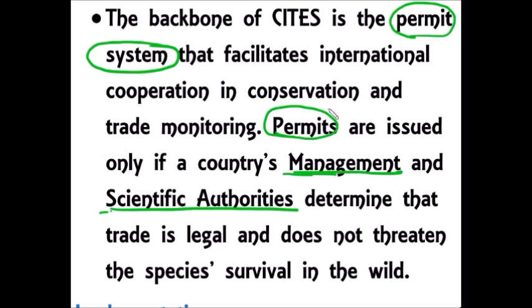Only traders who have the permit license can export or import the species which are listed in this category. The scientific authorities examine the species status, whether it is endangered or going to become extinct, and based on that, the permits are issued to the traders. So the backbone of the CITES Convention is the permit system.